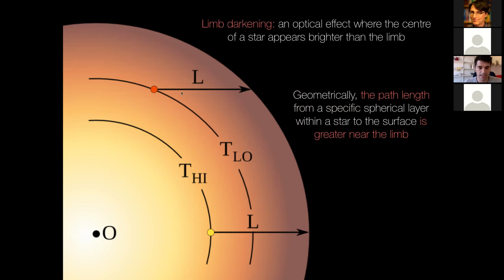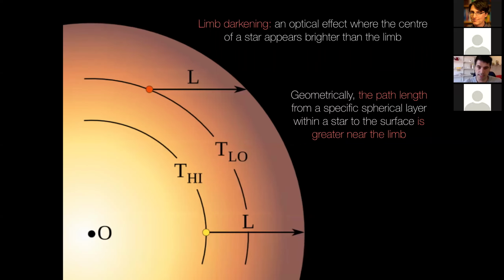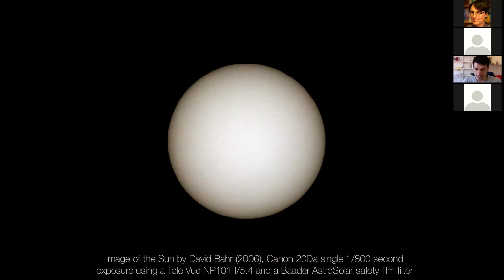Okay, great. So this path length near the limb is the same as this path length here, but it's coming from a lower temperature part of the star than this part. So this area appears brighter, essentially. Here we're seeing the effect in a typical image, taken from the Netherlands, and you can see that the limb is darker for the Sun than it is near the center.